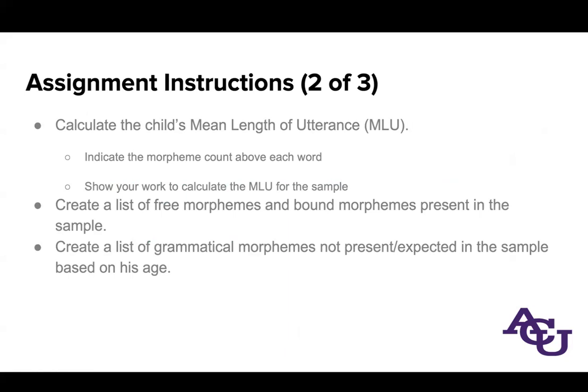Now, also, you need to create a list of free morphemes and bound morphemes in the sample that you reviewed. And by contrast, list the grammatical morphemes that are not present or expected in the sample based on their age. What this does is you go through the exercise of saying, okay, we are going to analyze what was said and how it was said. And from this, we'll get an idea: are they behind the curve, within the expected normal area, or ahead of it?